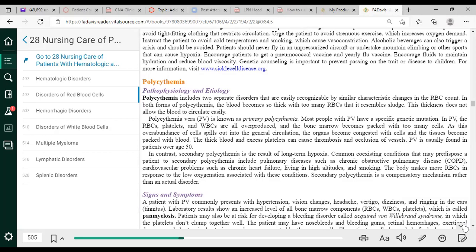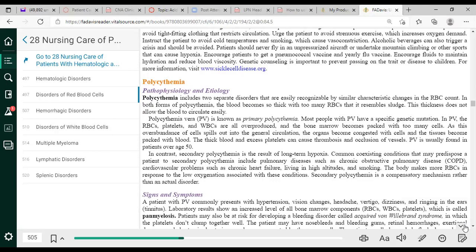Polycythemia vera, PV, is known as primary polycythemia. Most people with PV have a specific genetic mutation. In PV, the red blood cells, platelets, and white blood cells are all overproduced, and the bone marrow becomes packed with too many cells. As this overabundance of cells spills out into the general circulation, the organs become congested with cells and the tissues become packed with blood. The thick blood and excess platelets can cause thrombosis and occlusion of vessels. PV is usually found in patients over age 50.